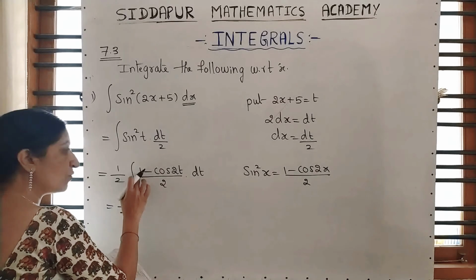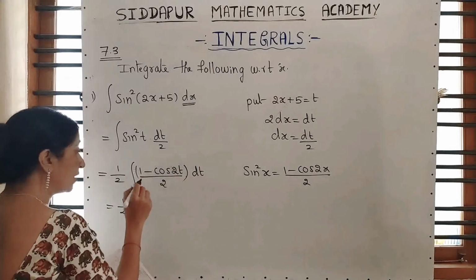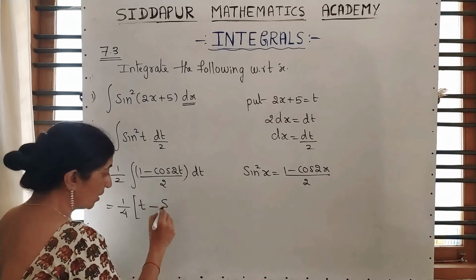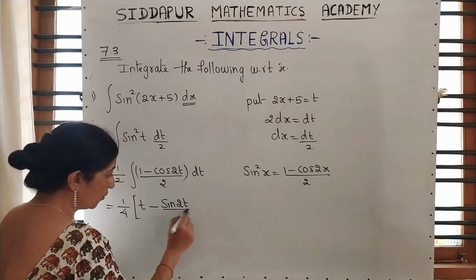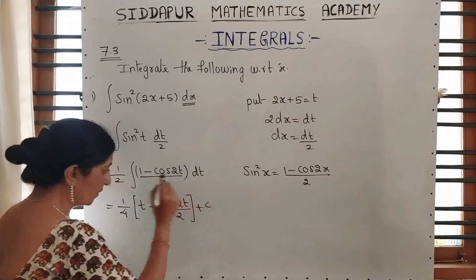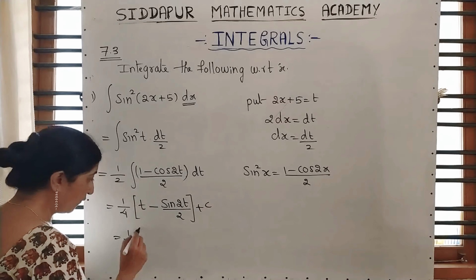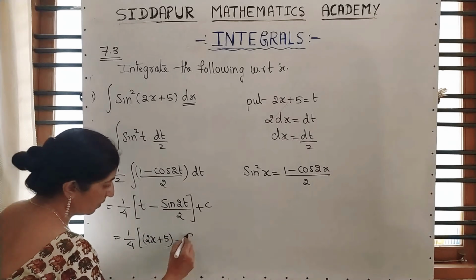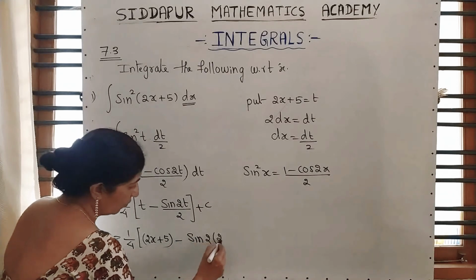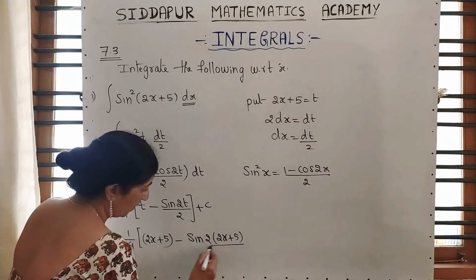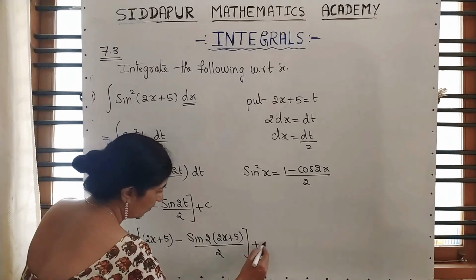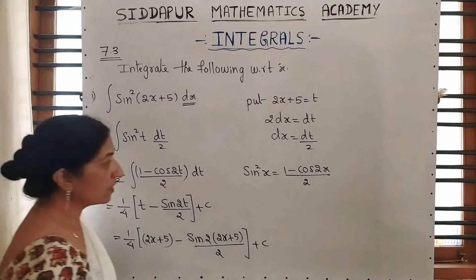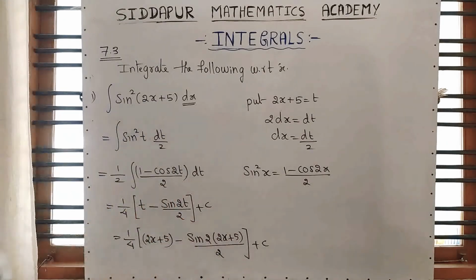Now what is the integration of 1 with respect to dt? It is t, minus integration of cos 2t, which is sin 2t divided by 2, plus c. So this is 1 by 4 times (t value, which is 2x plus 5, minus sin 2 into (2x plus 5) divided by 2) plus c. If you want, you can take 1 by 4 inside the bracket. Otherwise, keep as it is. That is left to the students.